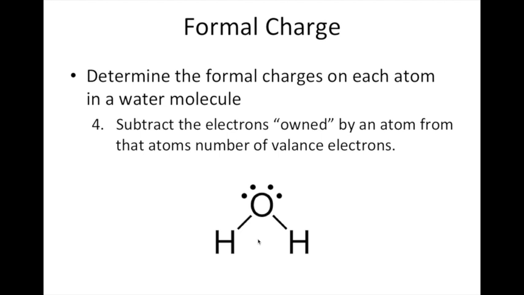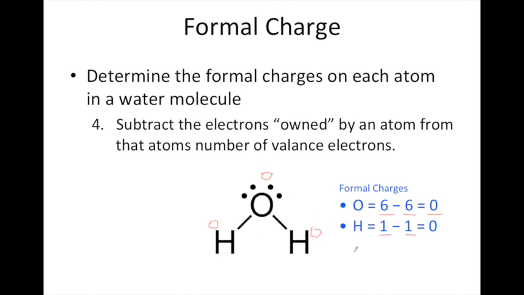So our fourth step, subtract the electrons owned by an atom from the number of valence electrons it has if it was a free atom. So for oxygen, we said it has 6 valence electrons in the free atom, and it owns 6 electrons in this molecule. So its formal charge would be 0. Hydrogen has 1 valence electron, and each of our hydrogens owns 1 electron, so it has a 0 formal charge as well. So this oxygen has a 0 formal charge, this hydrogen has a 0 formal charge, and this hydrogen has a 0 formal charge.